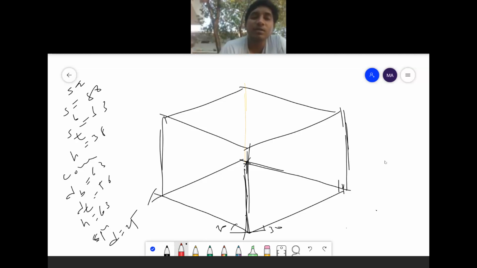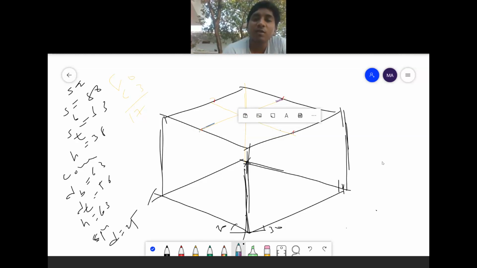So I am marking the center point here, here, here, and here, the midpoints. After that, I'm joining this midpoint to this midpoint, this midpoint to this midpoint. After that, I'm reducing 80 minus 63. How much? That is 17. Half of that is 8.5. I'm reducing 8.5 here, 8.5 here, 8.5 here, 8.5 here.